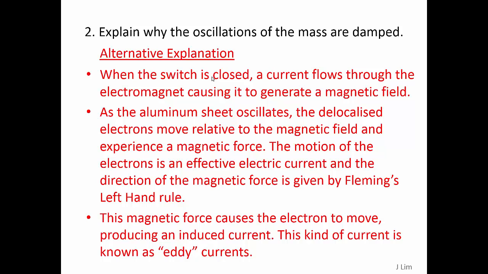Okay, alternative explanation: when the switch is closed, a current flows through the electromagnet, causing it to generate a magnetic field. As the aluminum sheet oscillates, the delocalized electrons move relative to the magnetic field and experience a magnetic force. The motion of the electrons is an effective electric current, and the direction of the magnetic force is given by Fleming's left-hand rule. This magnetic force causes the electrons to move, producing an induced current. This kind of current is known as eddy currents.